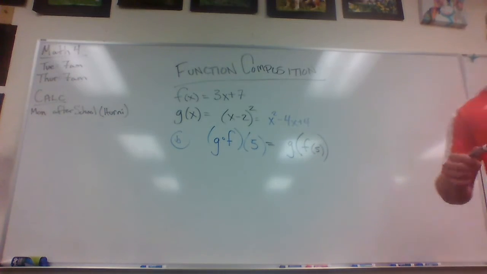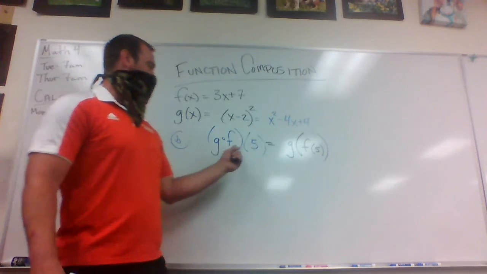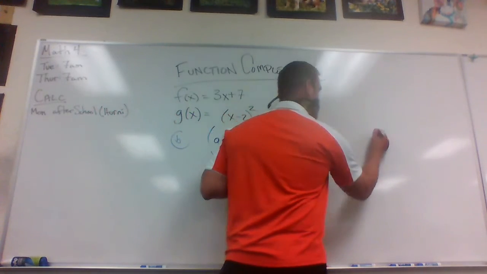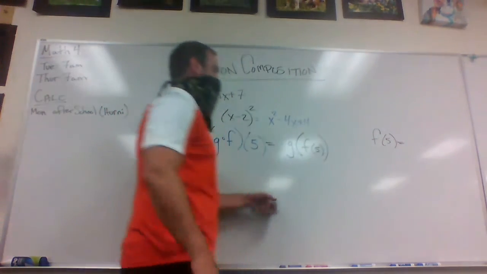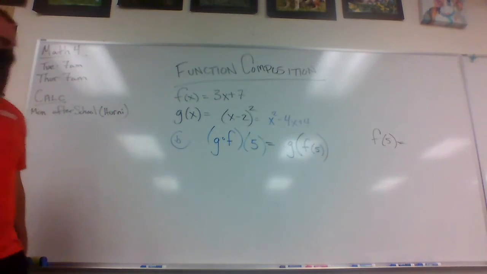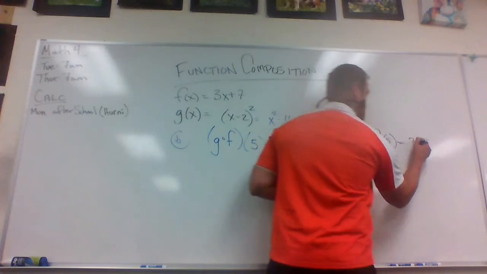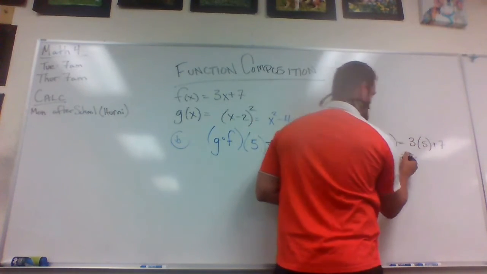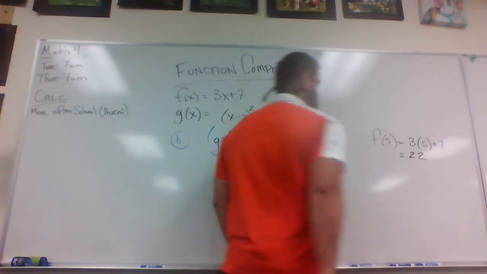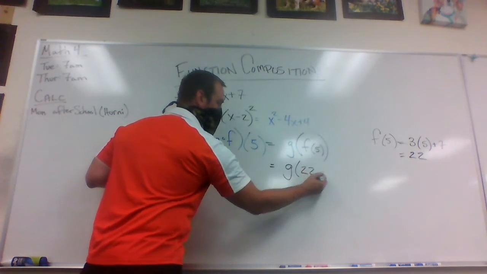You guys ready to go over this one? So the first thing I would do is rewrite this as g of f of 5. Does that make sense? Off to the side, I would encourage you to find f of 5. You could do this all on the inside, but it gets really confusing and weird with parentheses. So if I want to find f of 5, I plug 5 into f of x. Well, I get 3 times 5 plus 7. What does that come out to? 22. So I know that f of 5 is 22, so now I can find g of 22.